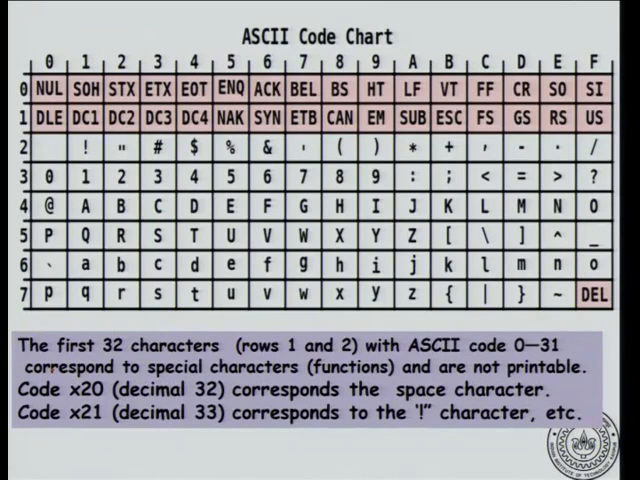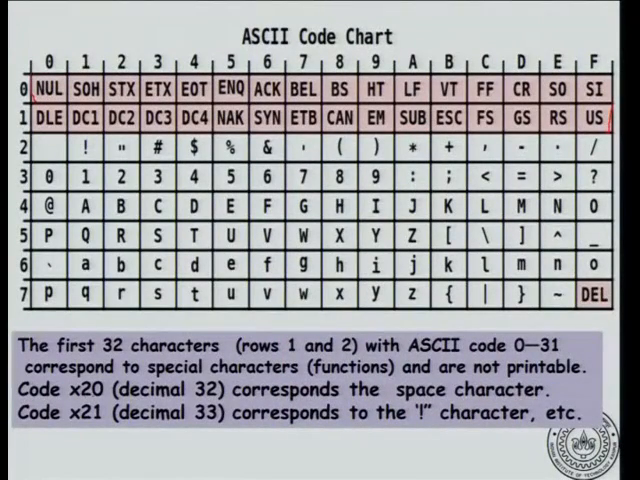Now here is the structure of the ASCII code set that you use in C. The first 32 characters, basically from 00 hexadecimal to 1F hexadecimal, are shaded. These 32 characters are what are known as special characters, and they are not printable. They are required by the computer for certain special purposes.